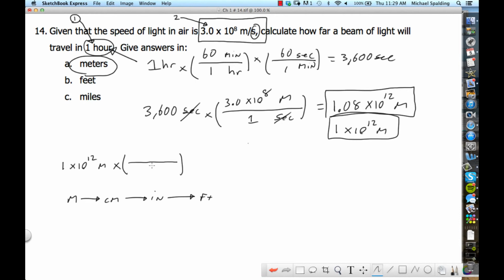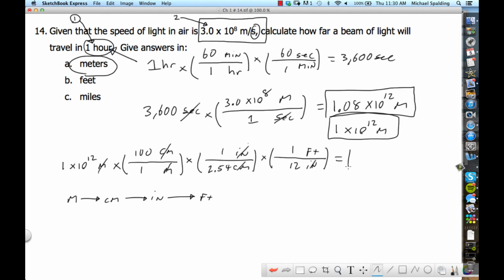If you could actually go on the internet and look it up, you might as well just do this. Okay, so meter, centimeter, cancel the centimeter, go to inches, and then inches to feet. So 1 meter is 100 centimeters. And then 1 inch is 2.54 centimeters. And then 12 inches in 1 foot. And then that gives the answer in feet.